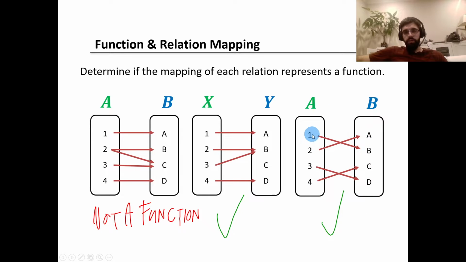The third example is also a function. Again, each element in the domain has only one arrow coming out of it, mapping to exactly one or only one output.